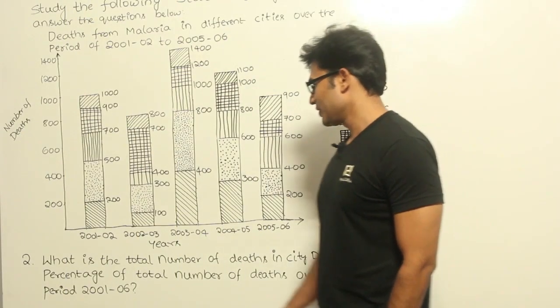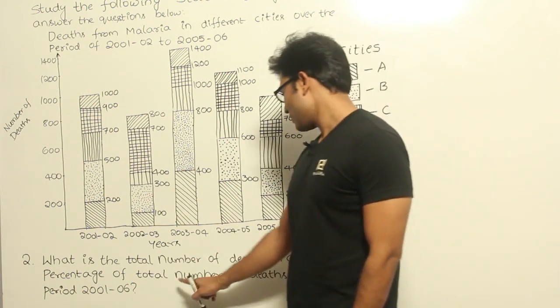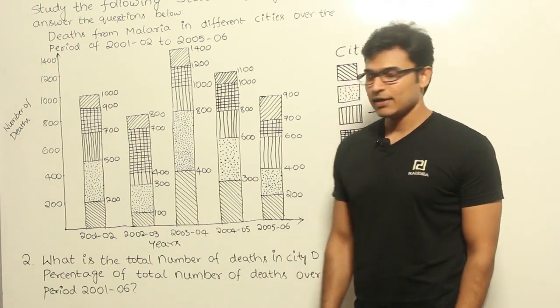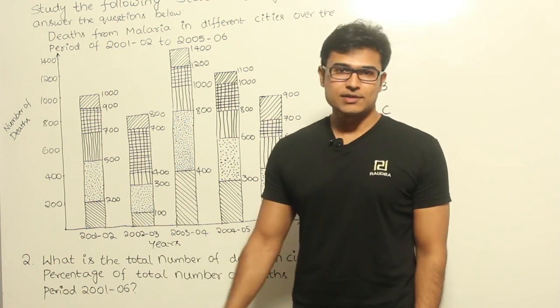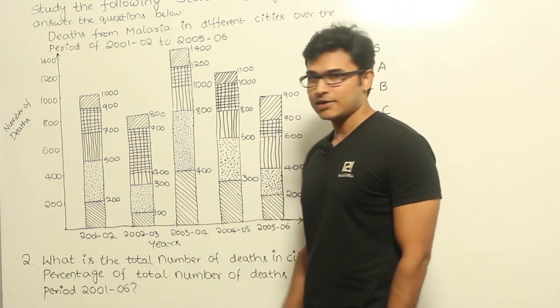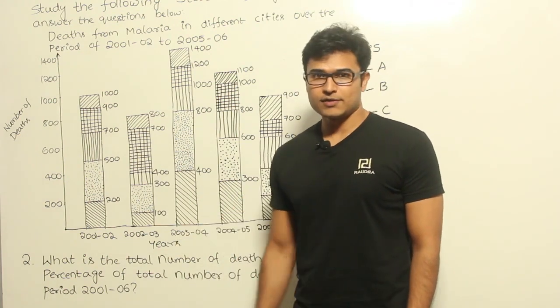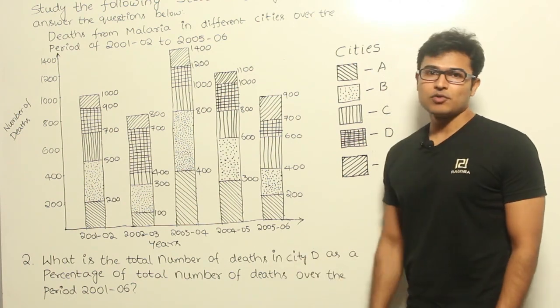Now let's see this question. What is the total number of deaths in city D as a percentage of total number of deaths over the period 2001 to 2006? So now what we are supposed to find out is the total number of deaths in city D over all the periods, and the total number of deaths in all the cities put together. And now we have to find out the percentage that D is contributing to it.